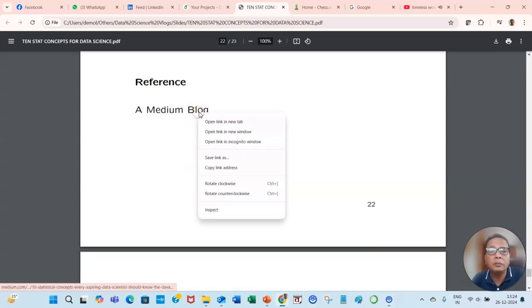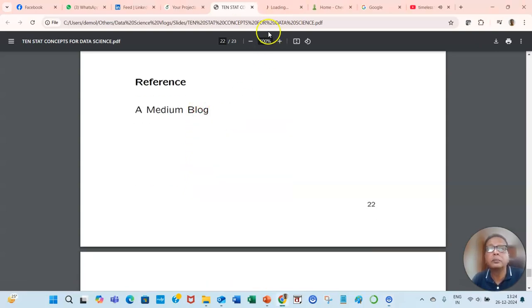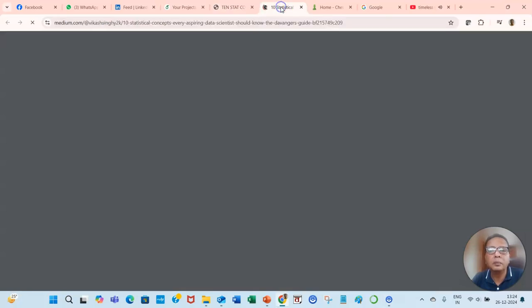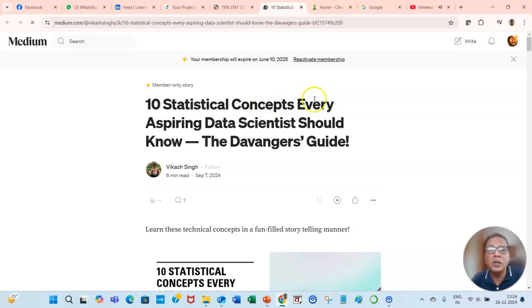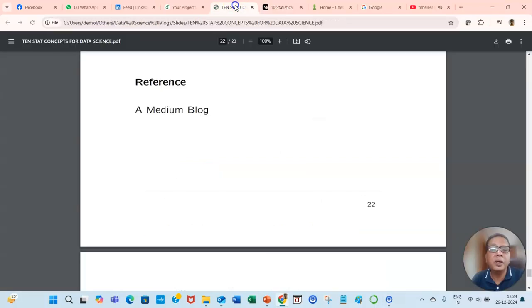So this entire talk is taken from a Medium blog. Here is the blog: Ten statistical concepts every aspiring data scientist should know. The Davinger's Guide. This is based on this Medium blog.